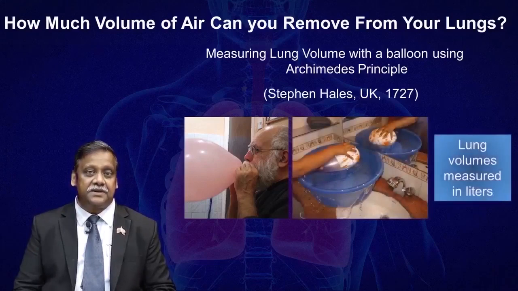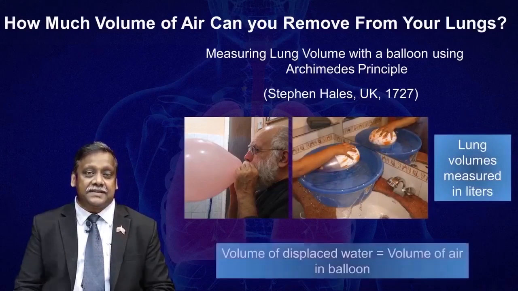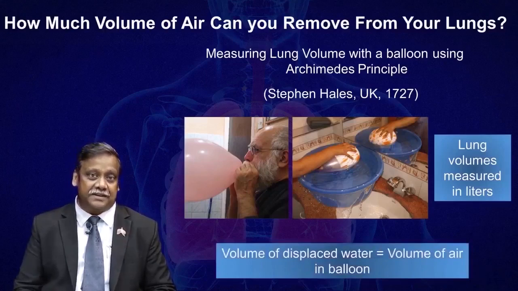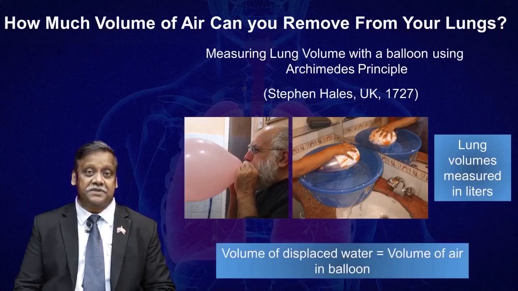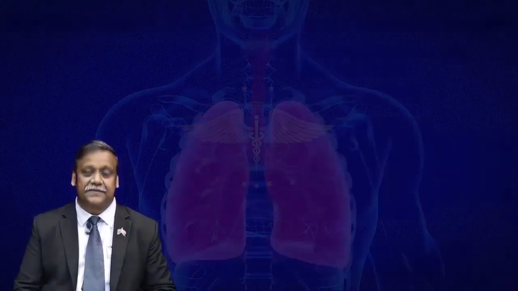He filled a tub right up to the brim with water and then pushed this balloon inside the tub. The excess volume of water that came out was exactly equal to the volume of air that was present in the balloon. So this water displacement principle was the first technique that was used to measure the volume of air coming out from the lungs.